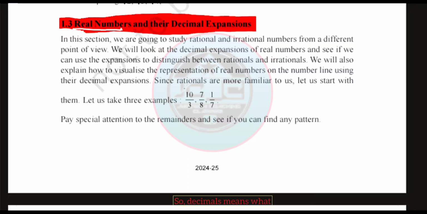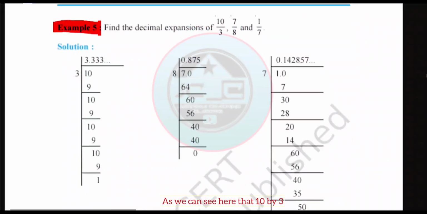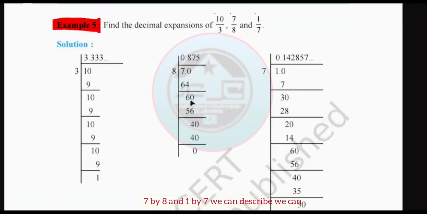So now we are going to express all the real numbers in decimal form. Let's take three examples of real numbers: one is 10 by 3, the second is 7 by 8, and the third is 1 by 7. We can express these numbers in decimal form by dividing. 10 divided by 3 means 10 is the dividend and 3 is the divisor.